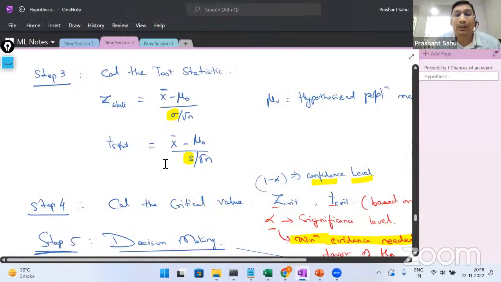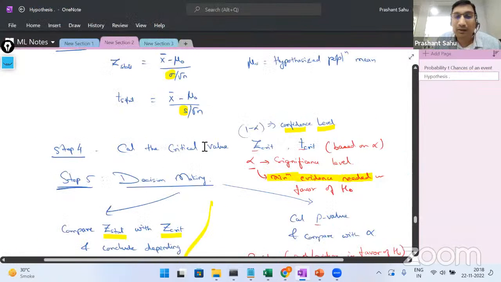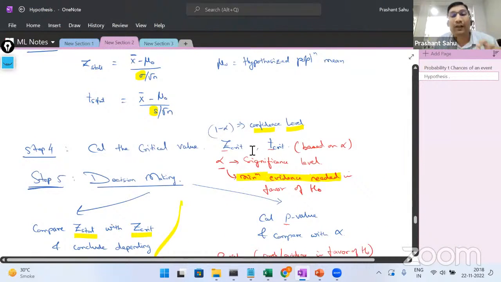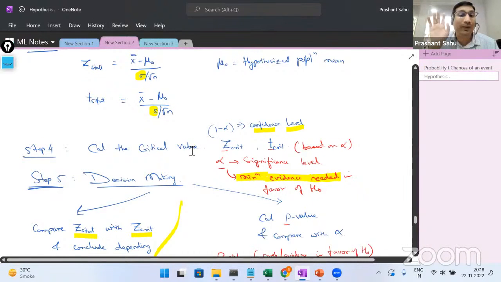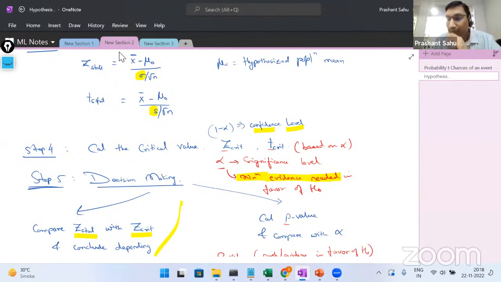You have to calculate a critical value. This critical value will help us to come to a decision. But to get to this critical value, you need a confidence level. Or to be more precise, significance level.